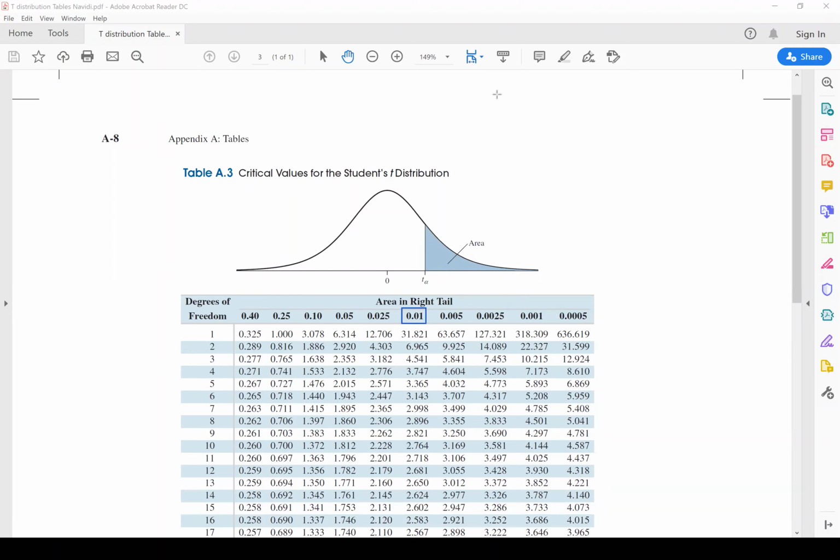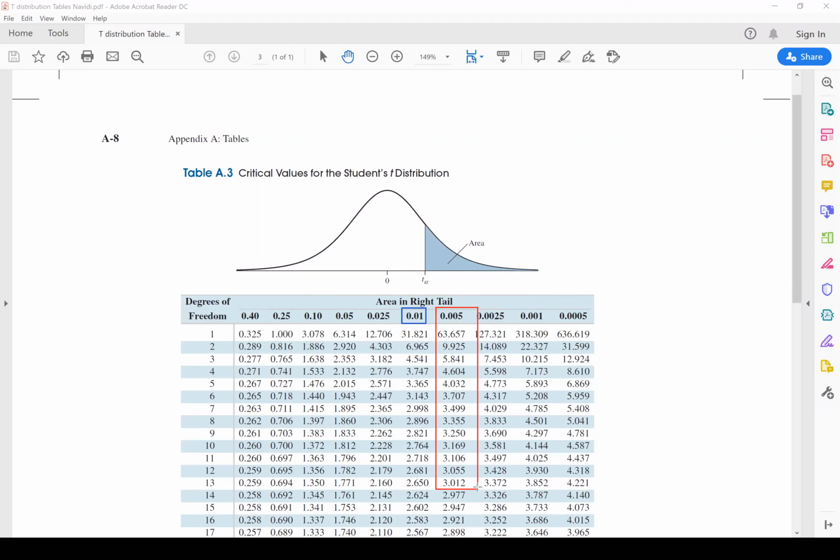If it's a left tail or right tail, that's the alpha we're looking for. But because it's a two-tail, we need to take this alpha and divide it by 2. Because we have a left and a right tail, we have to take the leftover and divide by 2, which is the alpha that I'm looking for. If you take 0.01 divided by 2, you will get 0.005.